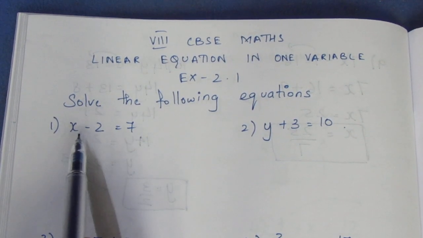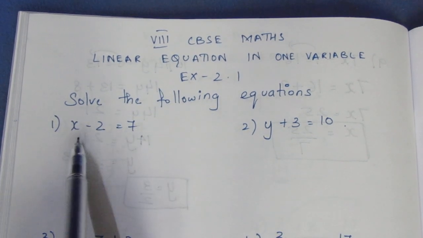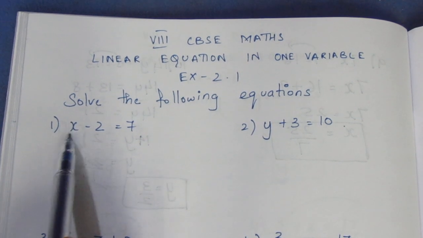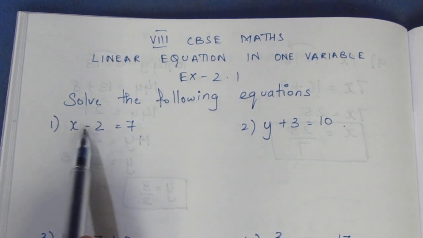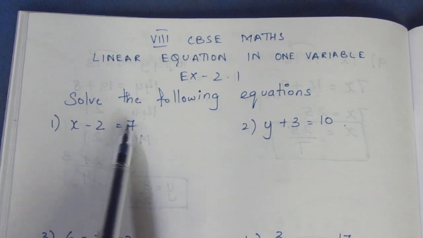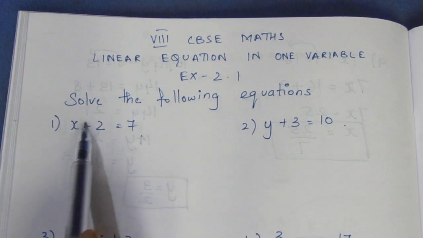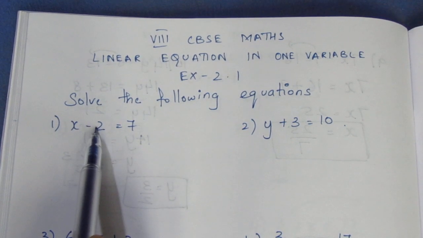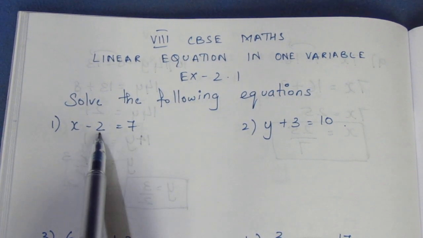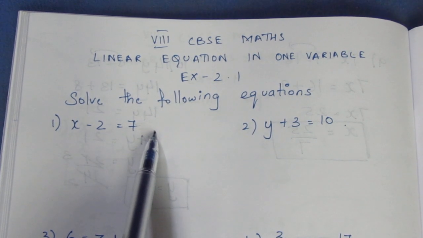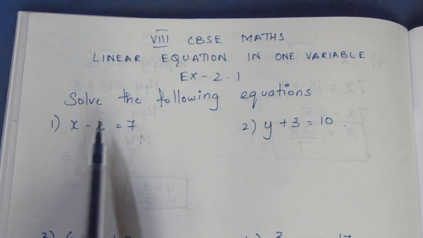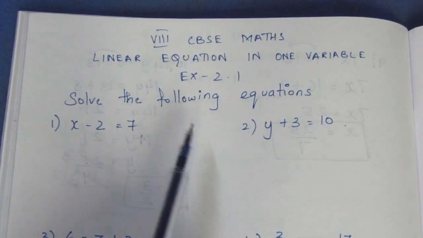Now in the first sum it's given as x minus 2 is equal to 7. Here the variable is x, so we need to find the x value. To find the x value, bring all the numbers with x to the other side. So here we know it is x minus 2 is equal to 7, minus 2 is the number with x, which means bring this number to the other side, that is to the right hand side of the equal to. So minus will go as a plus, plus will go as a minus, multiply will go as a divide, divide will go as a multiply.